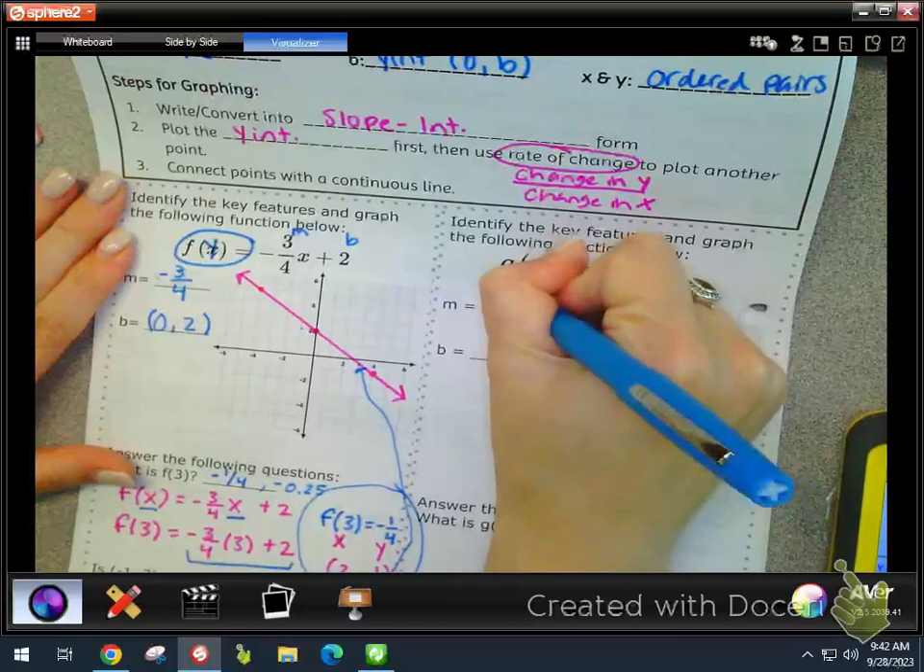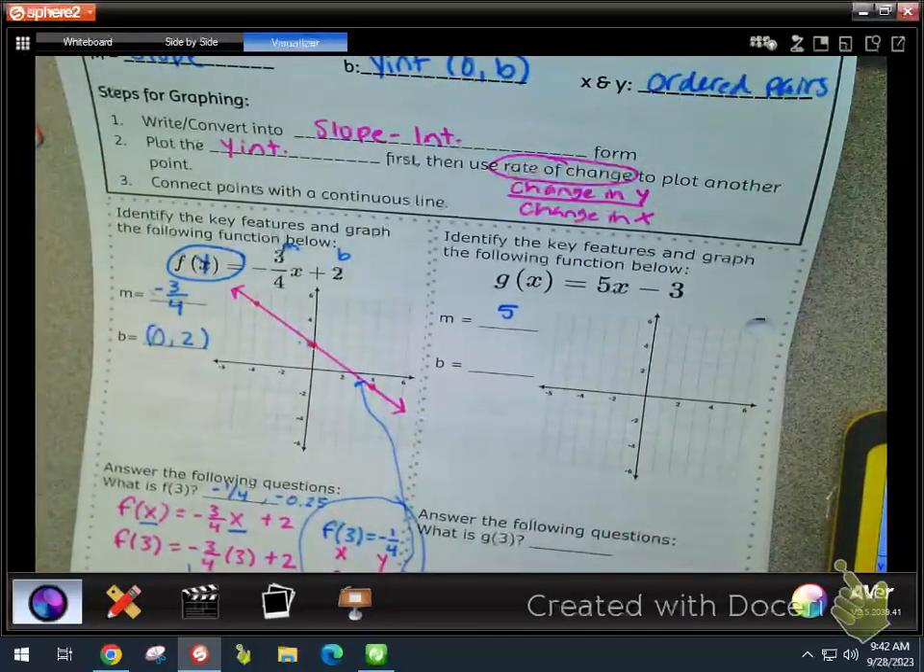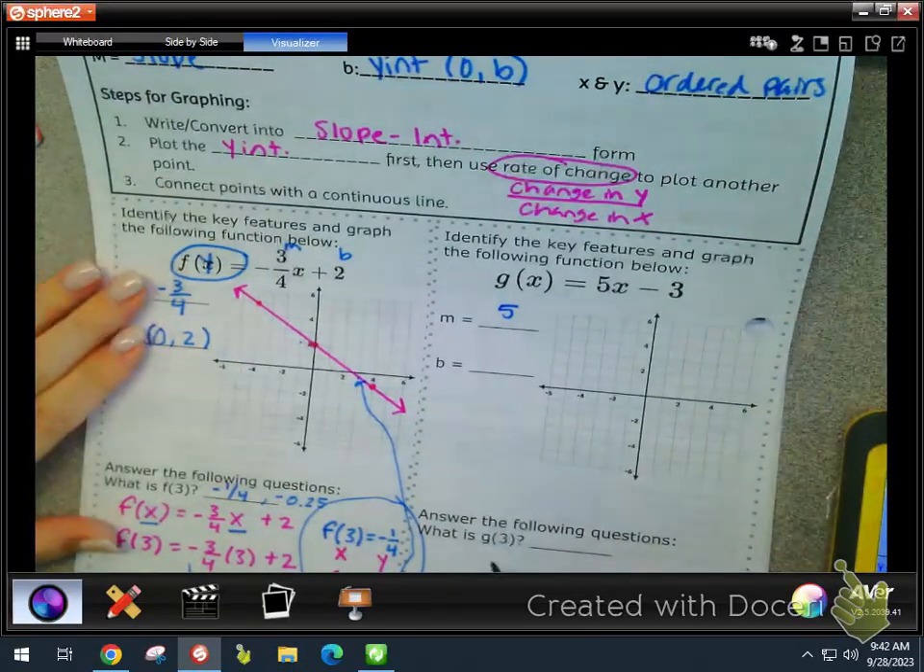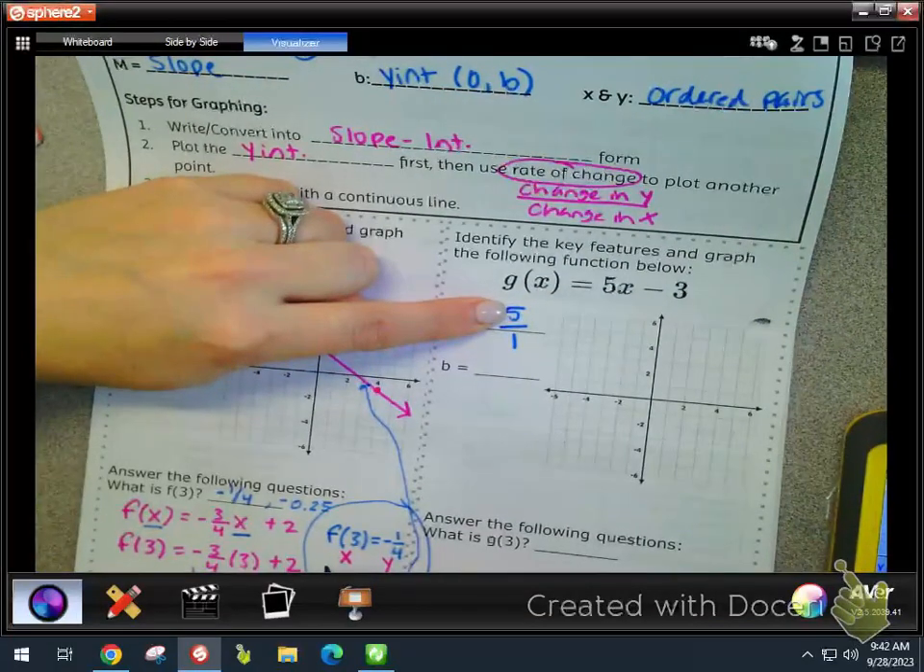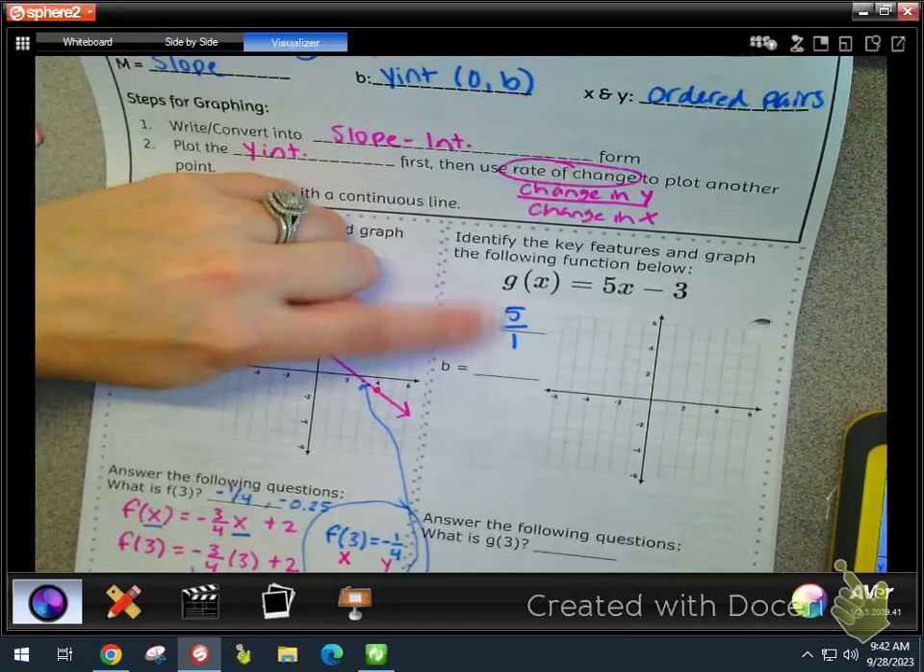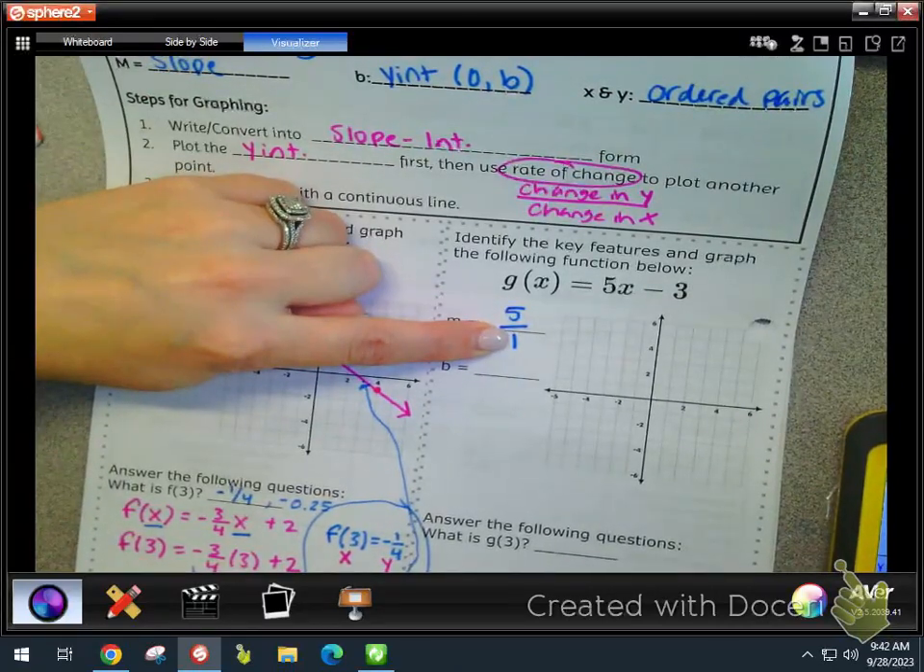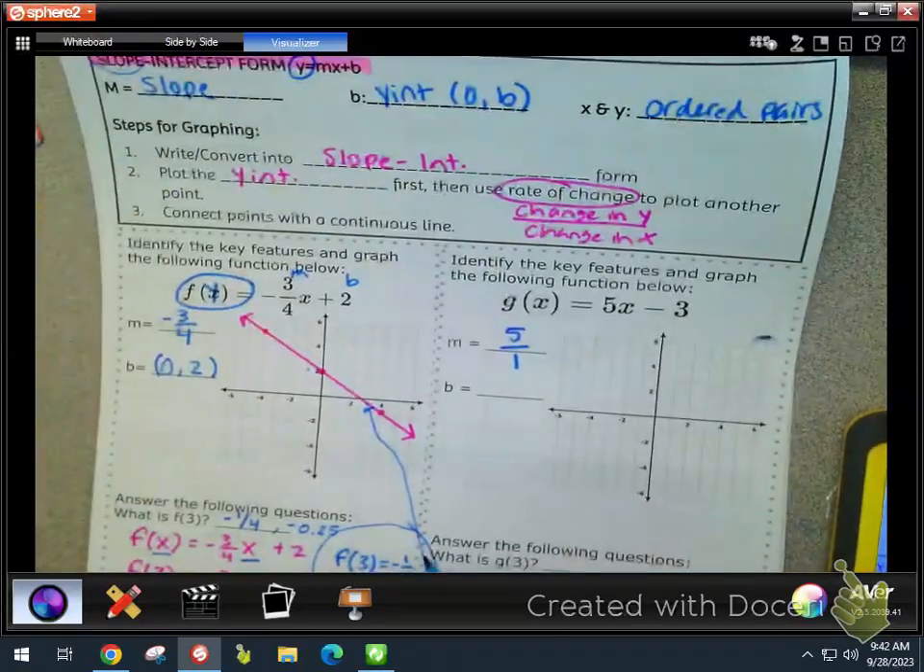5, okay? Now, to use your change in y over change in x, I actually prefer fractions. How do you write a whole number as a fraction if you wanted to? Put it over 1. So what is your change in y? How many are going to go up? 5. How many are going to go over? 1. Okay? So that's how you work with that. Do the rest.